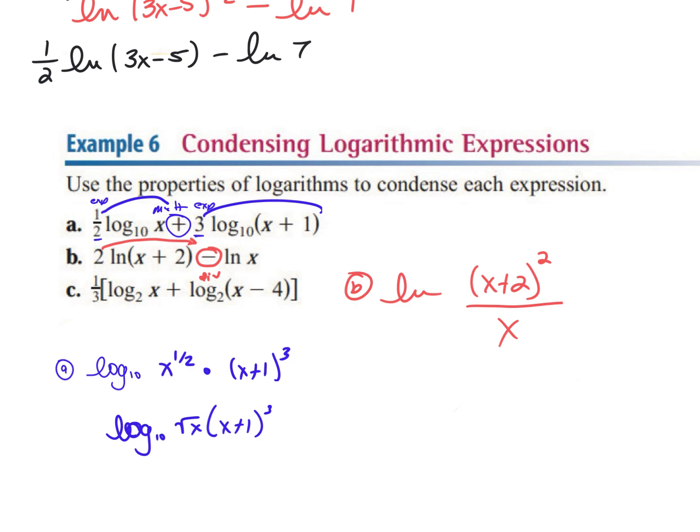Make sure the ln is out in front. It's not in the numerator. It's not in the denominator. It's out in front.